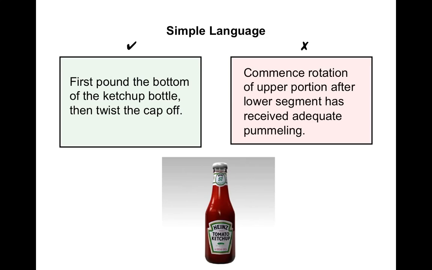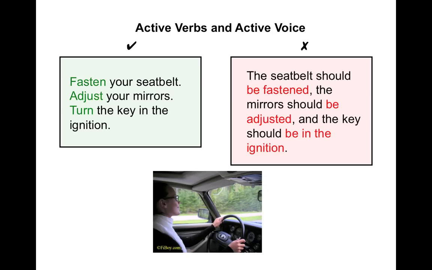Simple language, here's an example. On the right-hand side, commence rotation of the upper portion after lower segment has received adequate pummeling, versus first pound the bottom of the ketchup bottle, then twist the cap off. I think it's clear what we mean by simple language here.